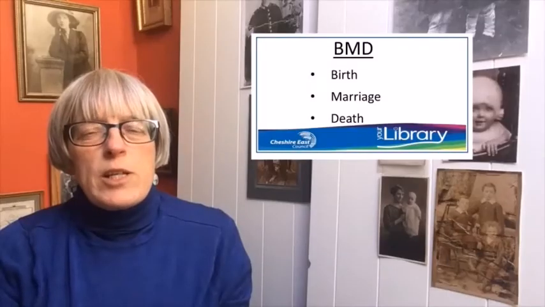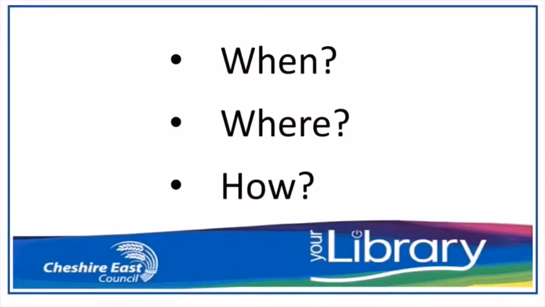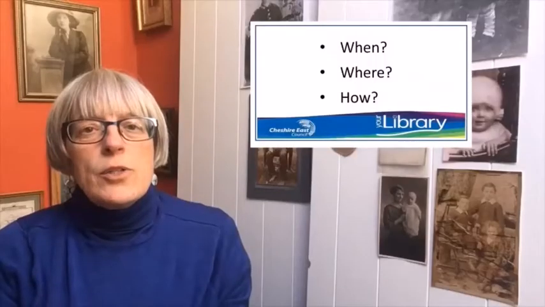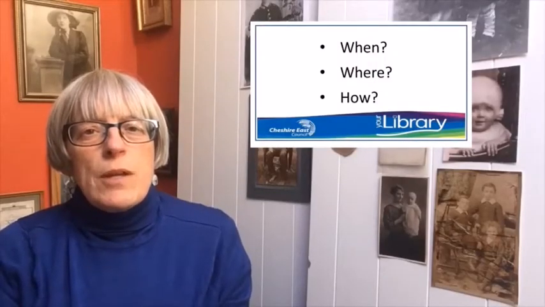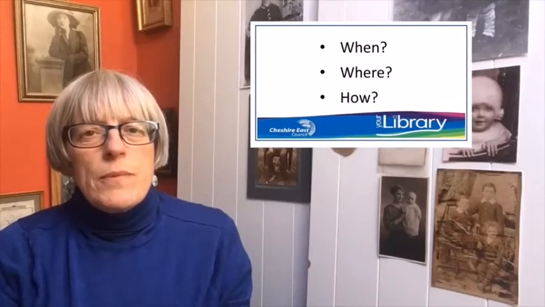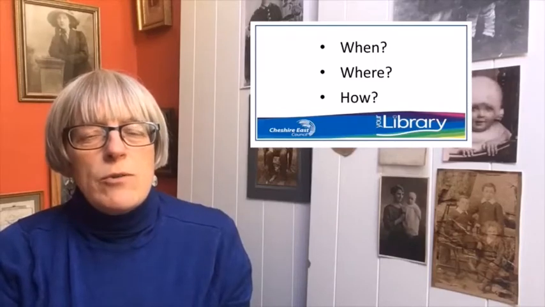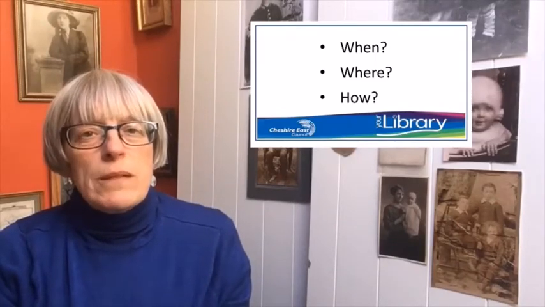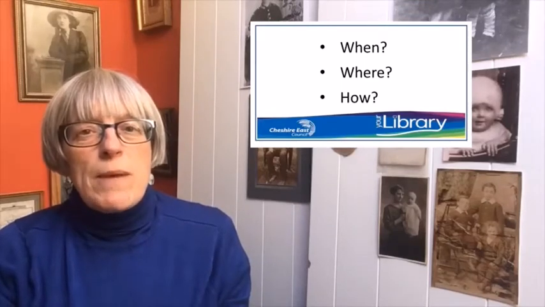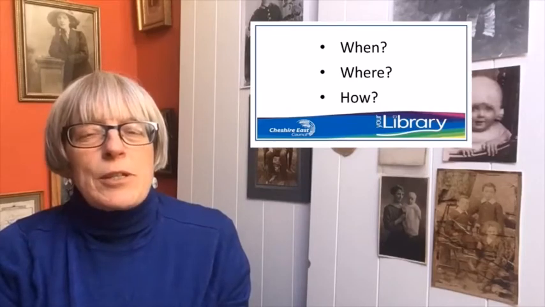For each piece of information, I would suggest that the minimum you should be recording is when, where, how. So if we take, for example, your mother's birth. When was she born? Where was she born? And how do you know that? This how could also be known as the source and can be something official like a birth certificate, or it might just be, I've always known it, but my mother told me years ago, things like that.